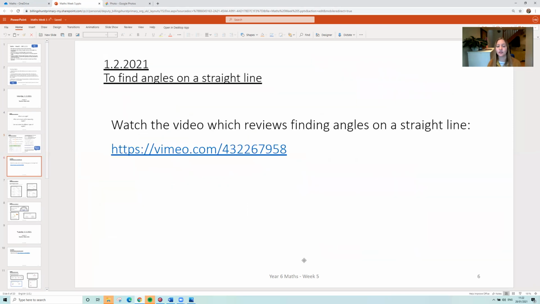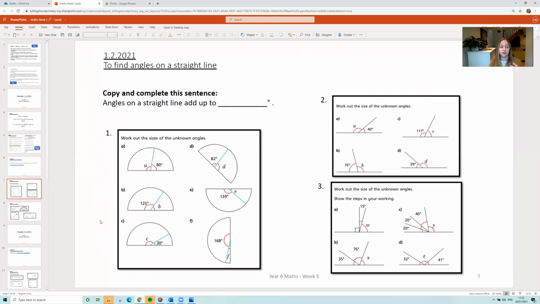After that, we'd like you to watch a little recap video, building on your learning before, thinking about finding angles on a straight line. Once you've done that, you are then going to use your learning about angles on a straight line to copy and complete this sentence. So you've got that statement written for when we're finding angles on a straight line. And then use that to work out the sizes of these unknown angles.